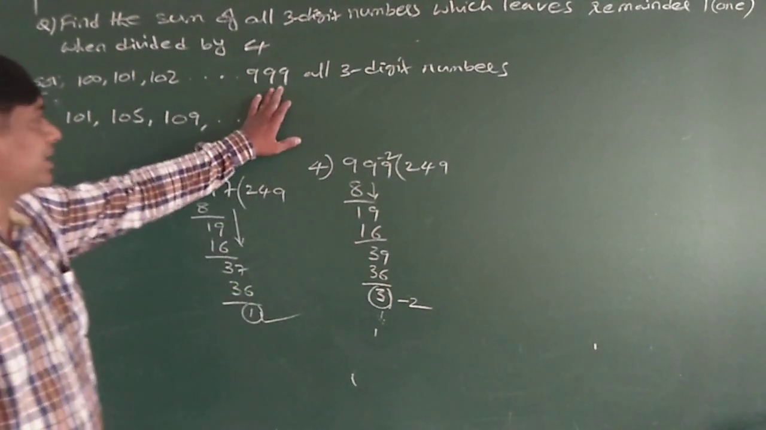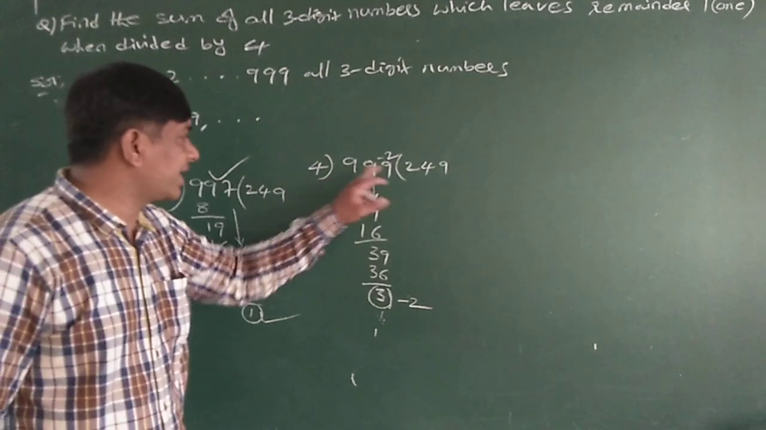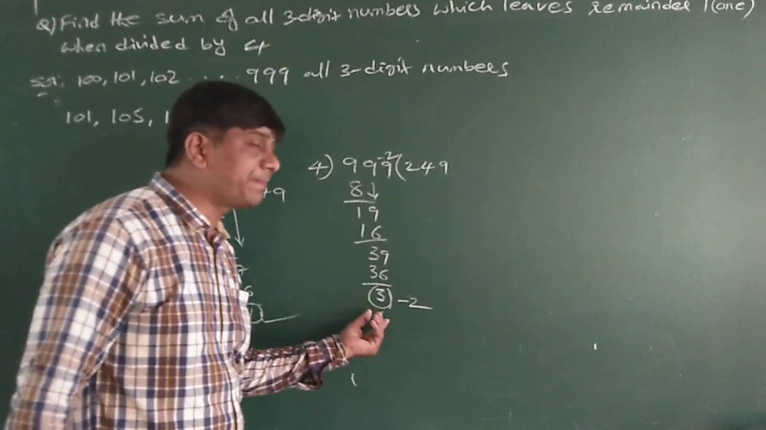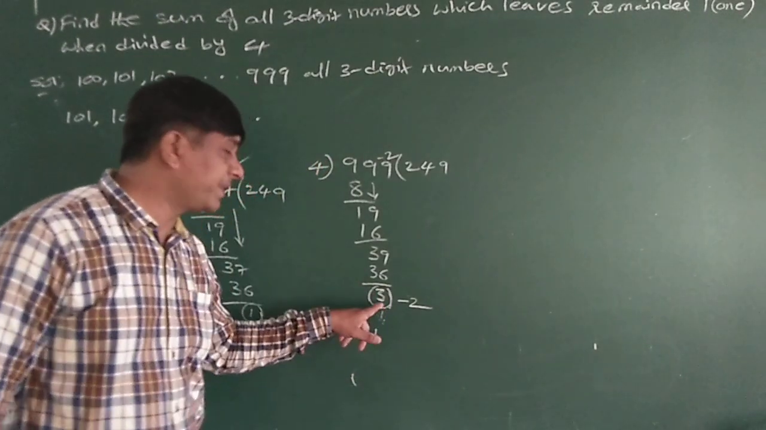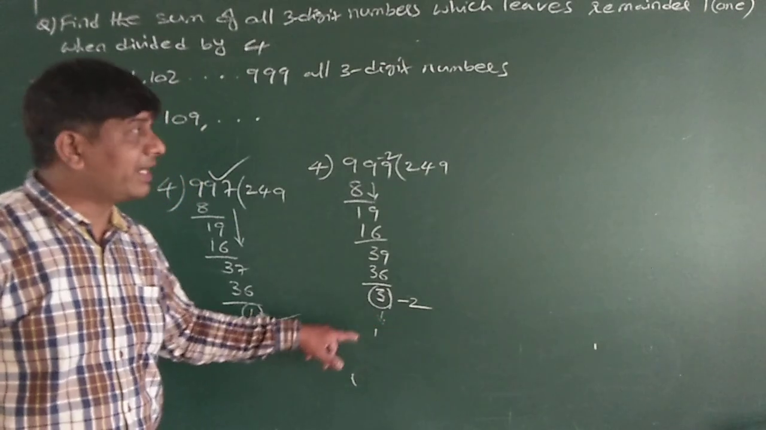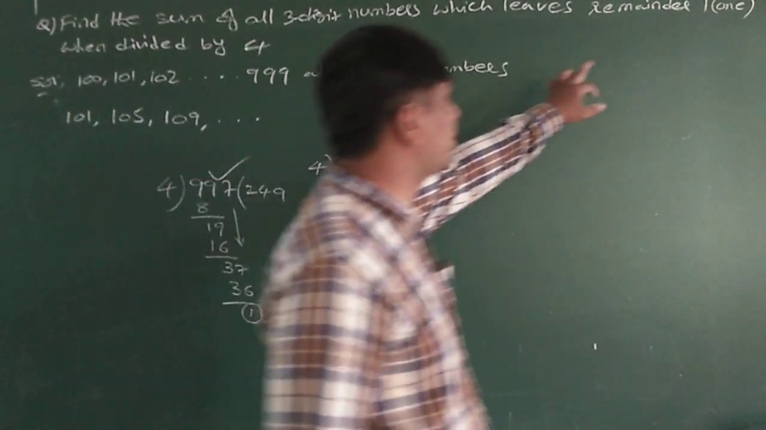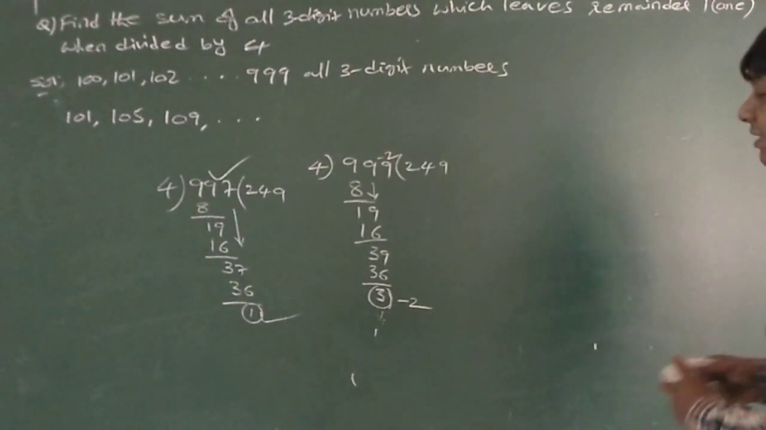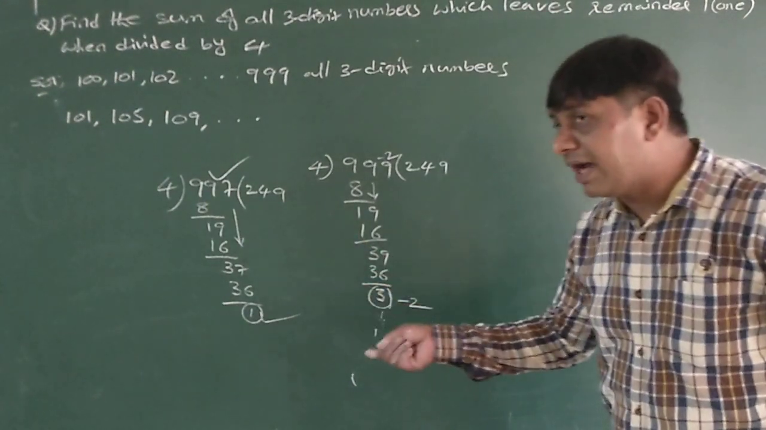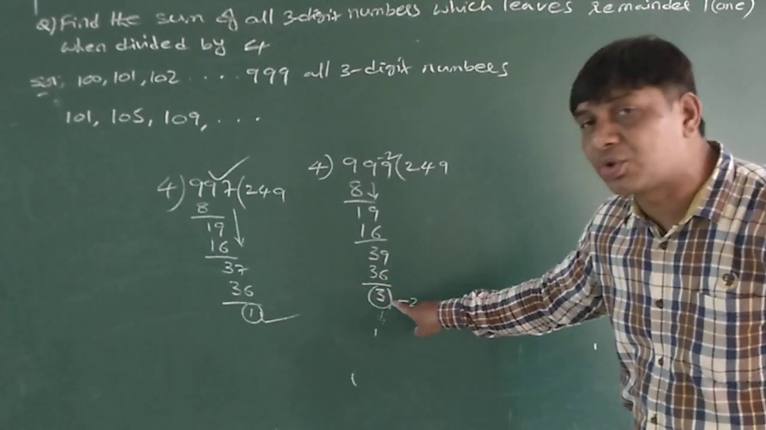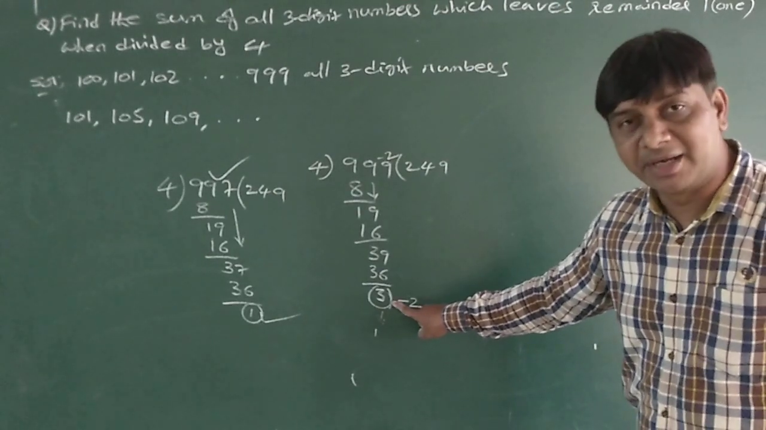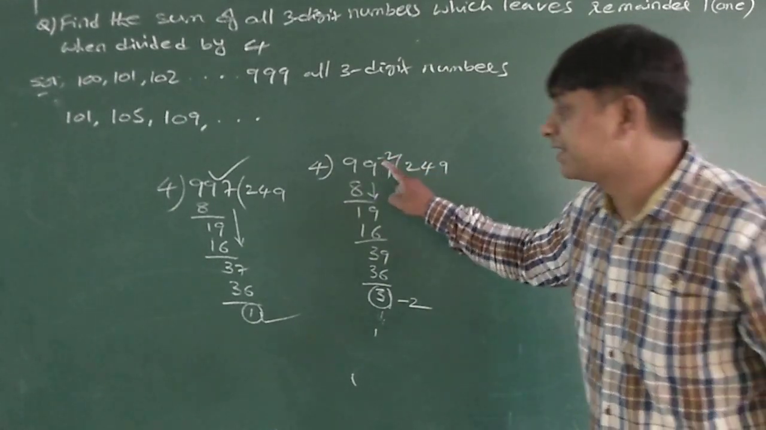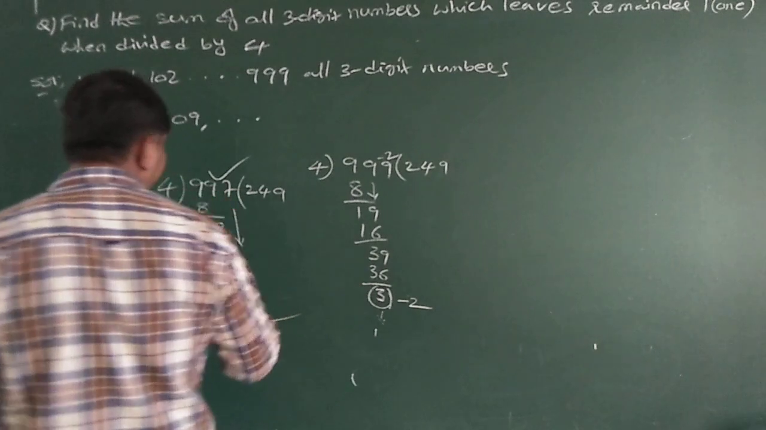Here the last 3-digit number is 999. I divided this number by 4 and obtained 3 as the remainder. But as per the question, I require remainder 1. That means from these 3, I need 1 as a remainder. If I subtract 2 from these 3, I will get remainder 1. So you must subtract 2 from the given number also. Then the number I got is 997.